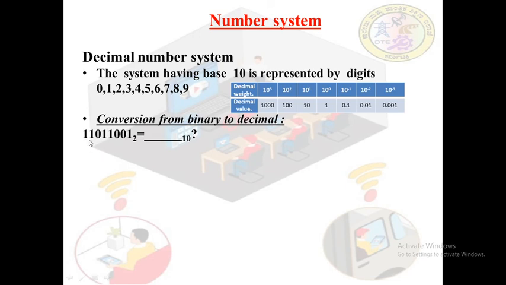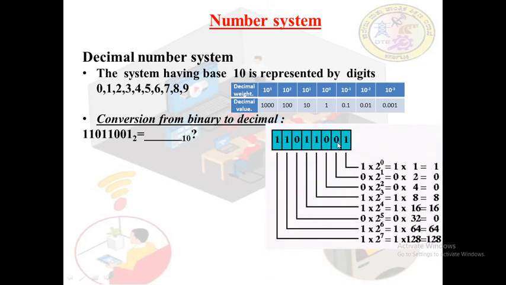Let us try to convert a binary number 11011001 to base 2 into its equivalent decimal form, base 10, written here. I have written the binary number. We already saw each digit will have its own position, its own weight depending on the position, that increases from right to left by a factor of 2. So 1 is multiplied by 2 power 0. Again 1 is multiplied with 2 power 1. Again 0 into 2 power 2, 1 into 2 power 3, again 0 into 2 power 4, and so on until the last.